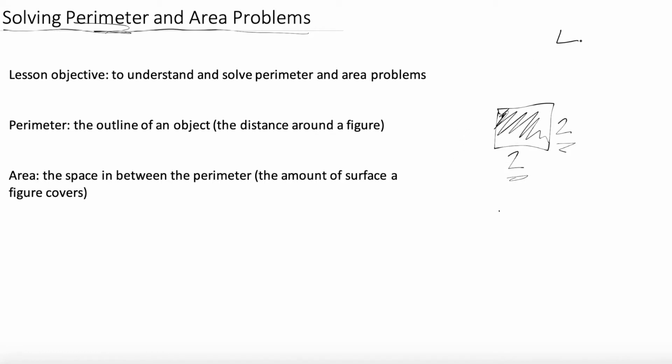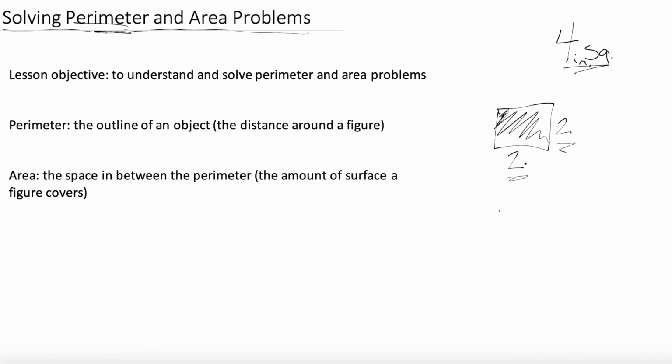When you're writing area, you can either write a little 2 right next to your unit, but I don't really do that. I do square. You can either write the whole word square, or say squared, or just write SQ, an abbreviation. If this is for inches, you would put 4 inches squared. And that's the area of it.